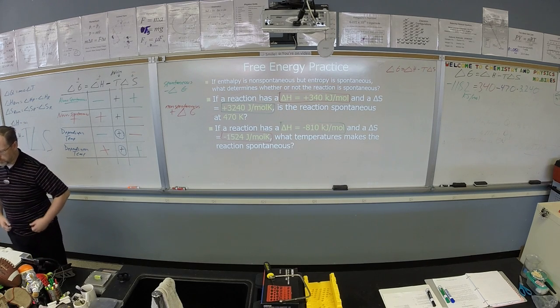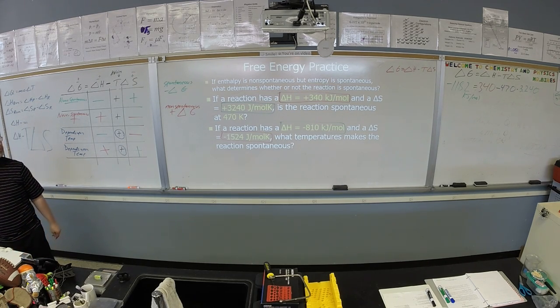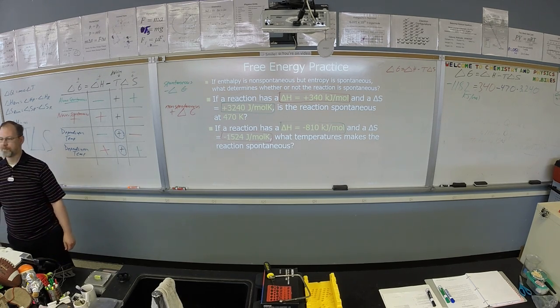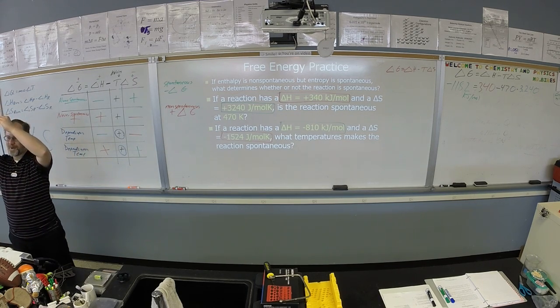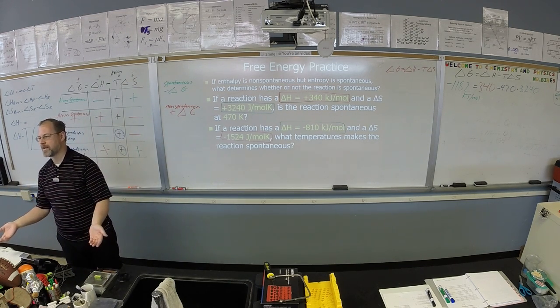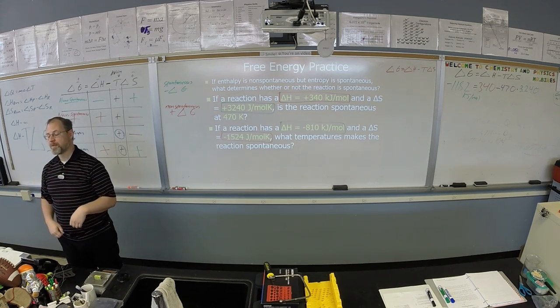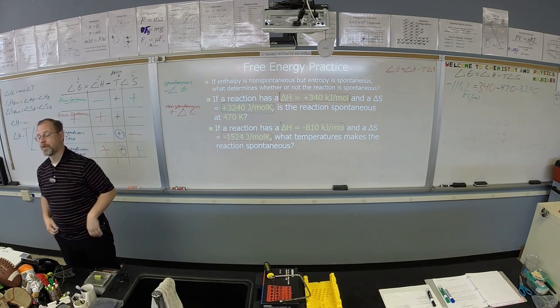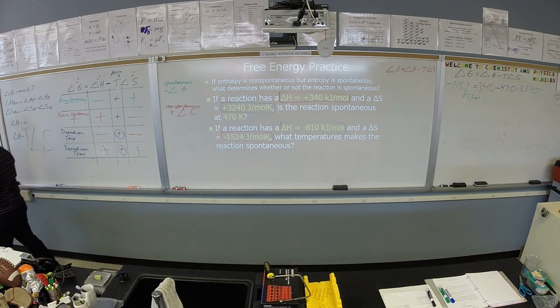What do I do here? Plug in the values. No, you're solving for temperature. But what are you setting delta G at? Everybody go like this. 0. Yeah. Because remember, the point at which something becomes spontaneous from non-spontaneous is 0. The point at which something becomes negative to positive, 0. So set delta G equal to 0 and solve for T.